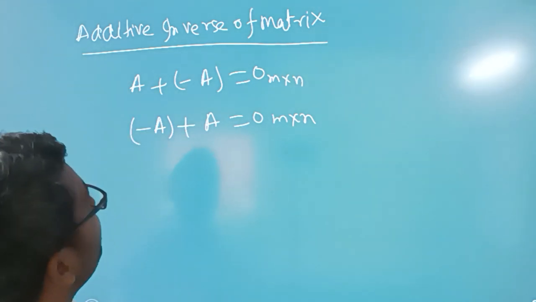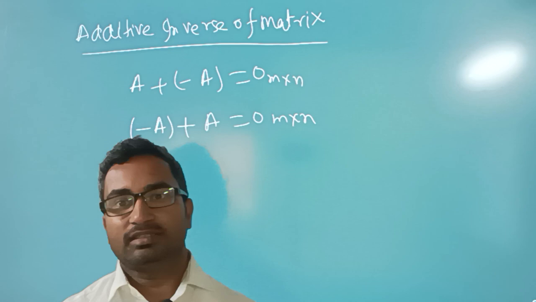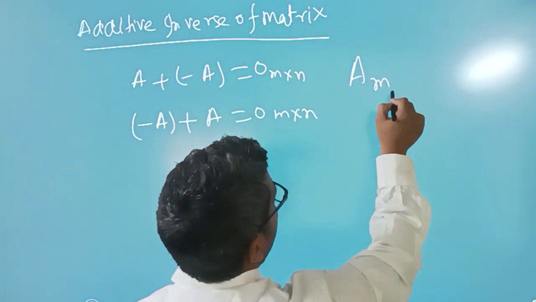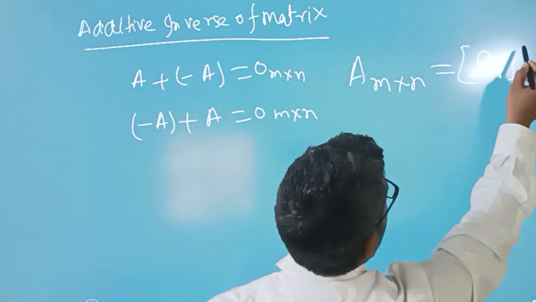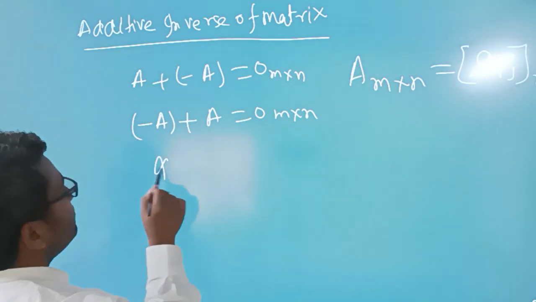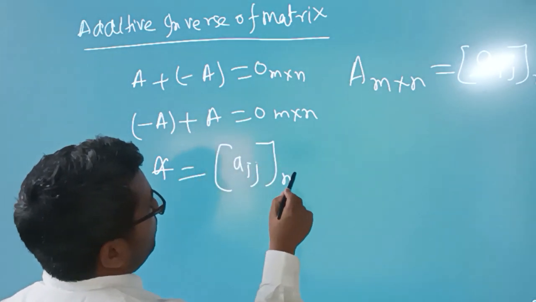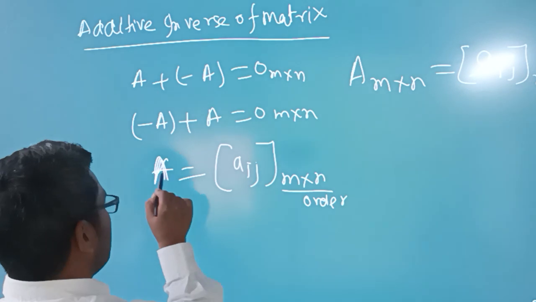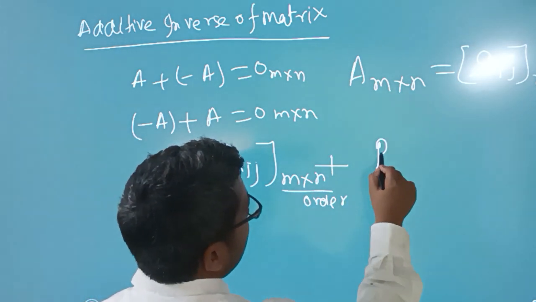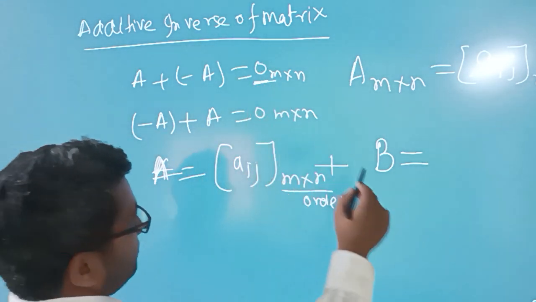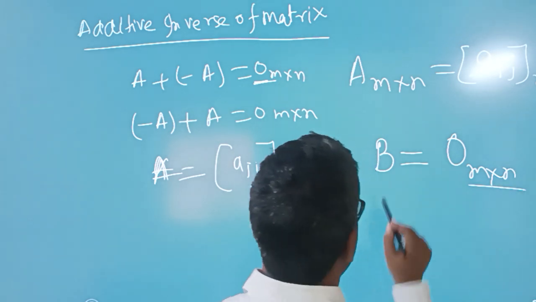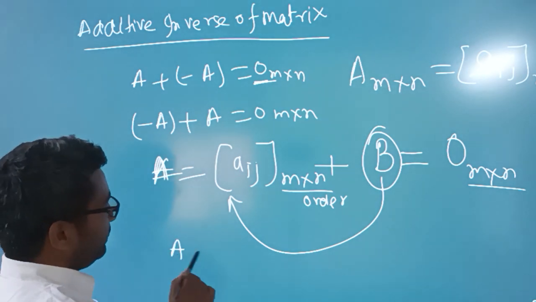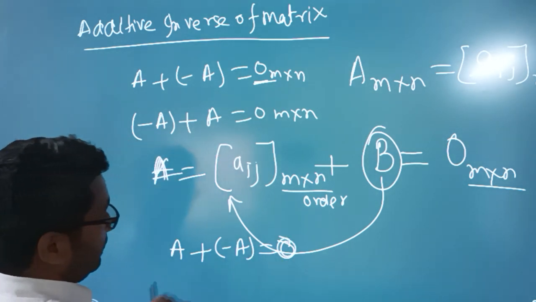Next is the additive inverse of a matrix. What is the additive inverse of a matrix? Take any matrix A of order M cross N, whose algebraic form is Aij, M cross N. If we add another matrix B to A and the result is the null matrix of the same order M cross N, then B is the additive inverse of A. So we can say A plus minus A equals the null matrix O.